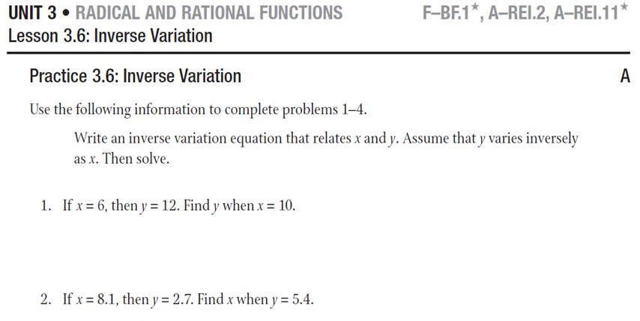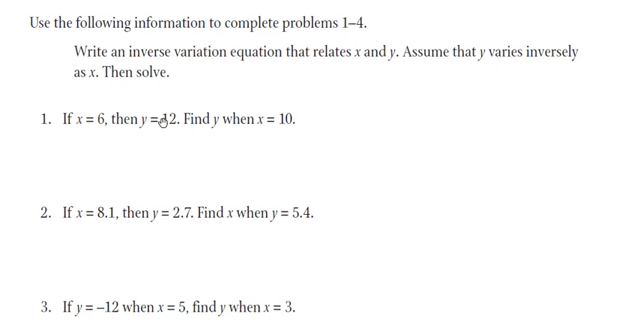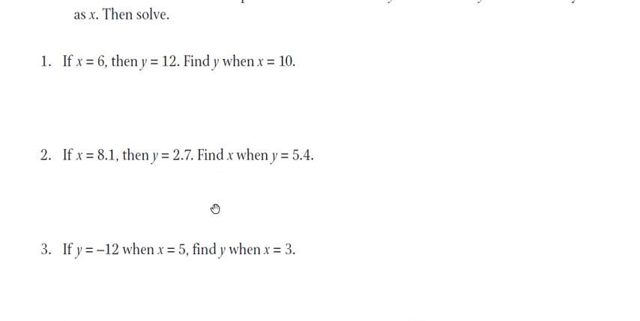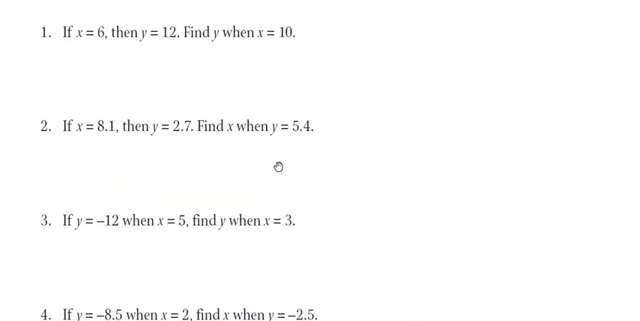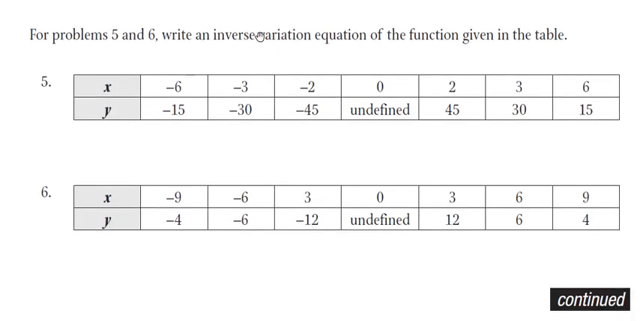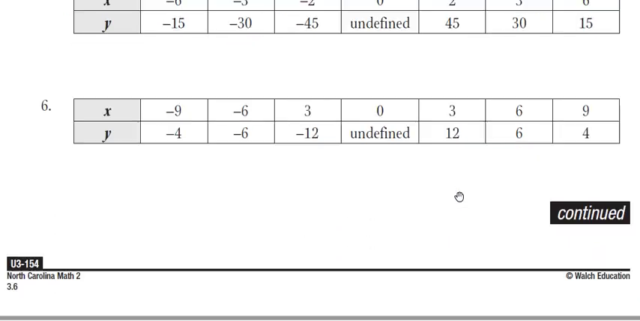So right now, your Walsh book should be open to page 282, and you'll see this exact assignment right here. Basically, it's telling you to write an inverse variation equation that relates x and y and then solve. So for each one of these, 1, 2, 3, 4, you're going to need some equation y is equal to a over x, and then you're also going to have to solve for the missing information here. Same for this one, it asks you to write the inverse variation equation. So all you have to do is write something in the form of y equals a over x. This is not super challenging.